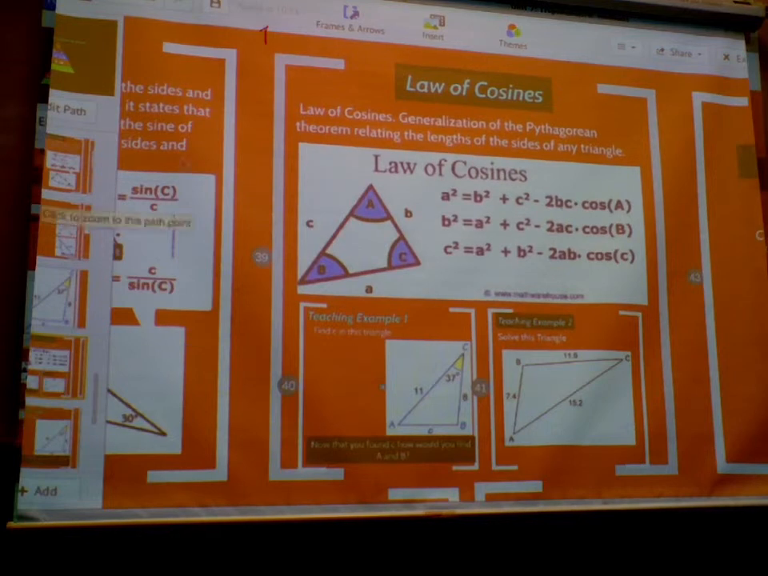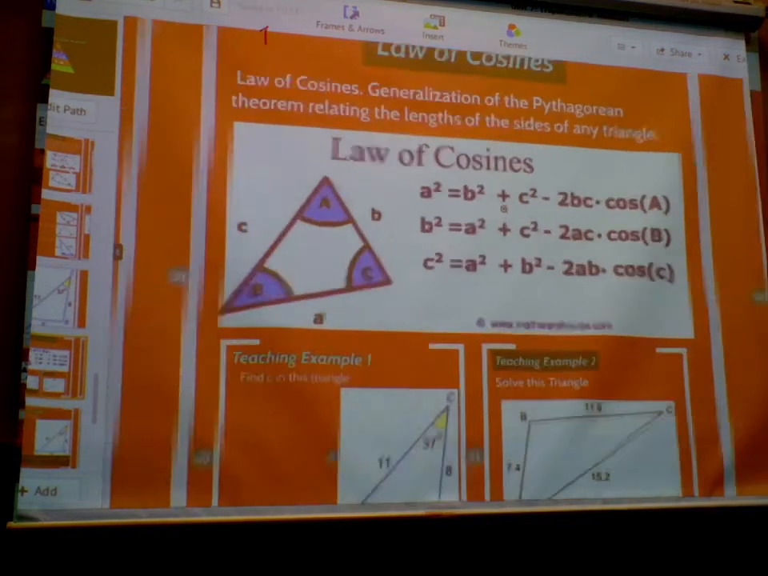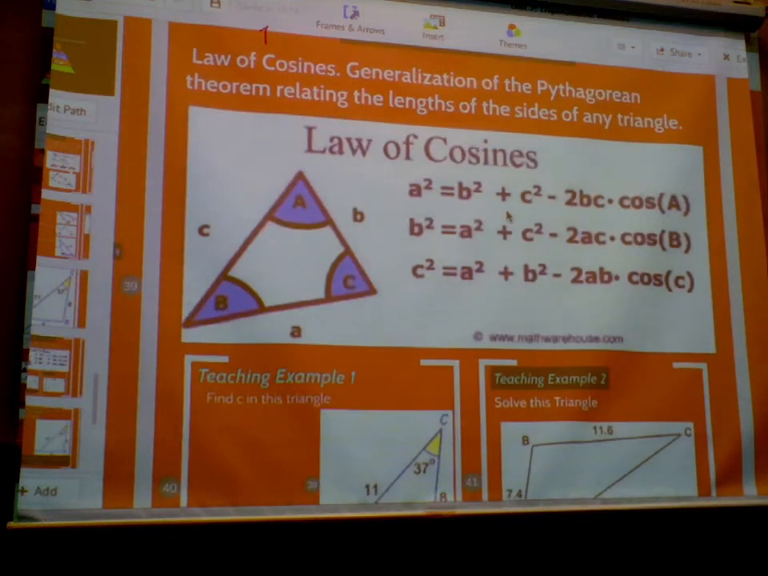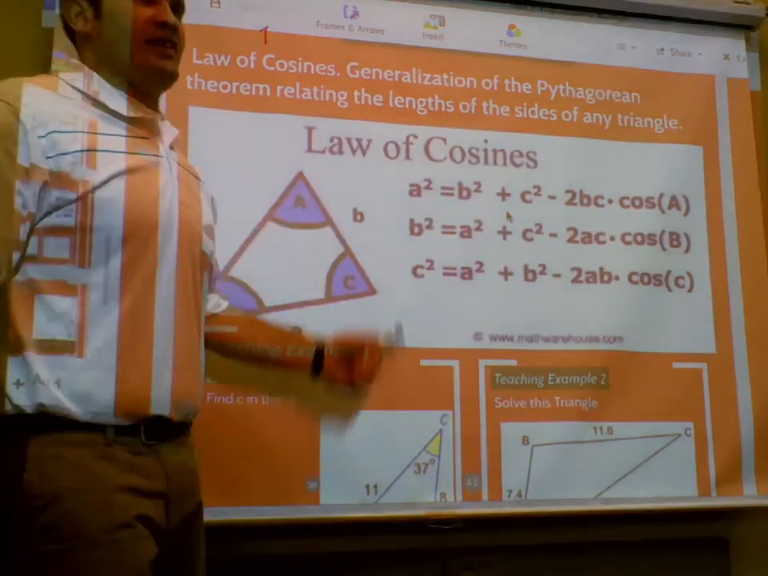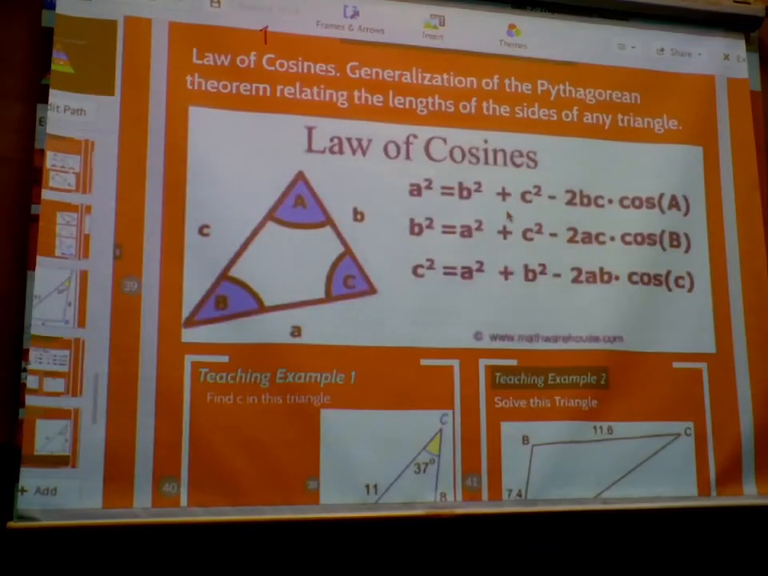All right, on your paper, you have a part where it says law of cosines for sides, and a part where it says law of cosines for angles. Do you think these three equations are for finding sides or finding angles? Sides. Why?